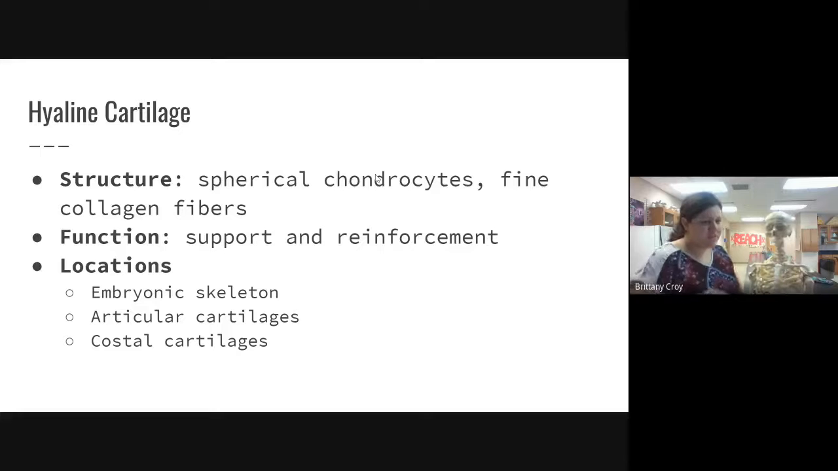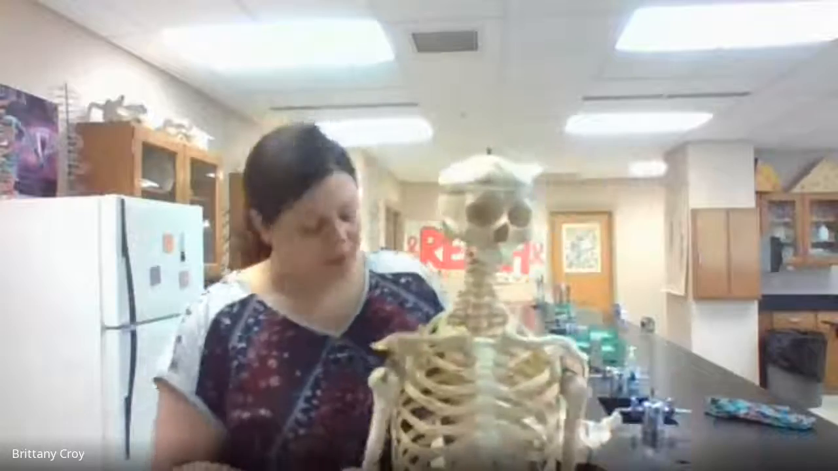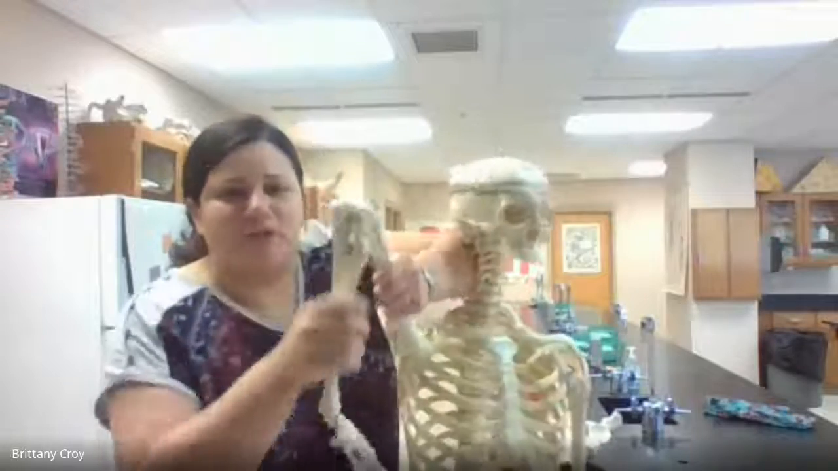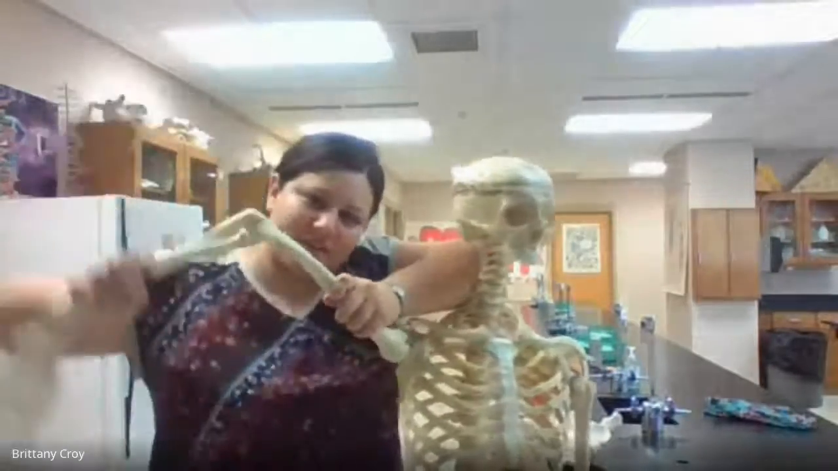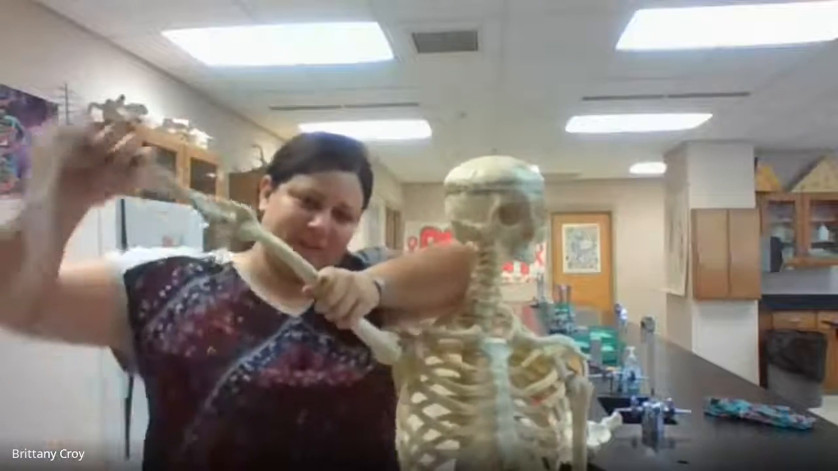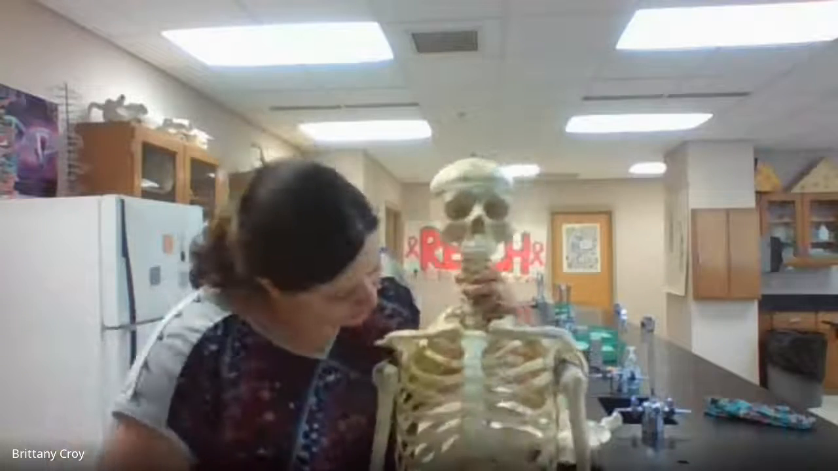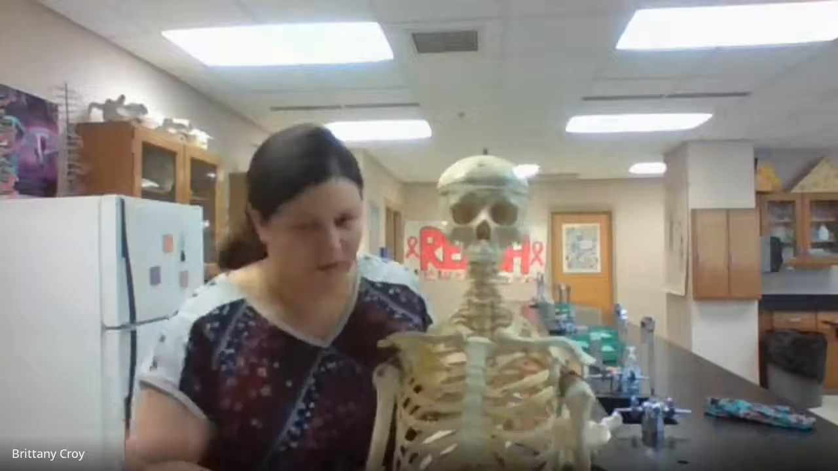Costal cartilages, that's going to be the rib cage. I need to stop sharing my screen so I can make sure that you guys are seeing me for a second. Okay, so just in case I wasn't in view before, here's the end of a bone. The ends of both of these bones would be covered in cartilage to help cushion that. The costal cartilages are the cartilages between the ribs.